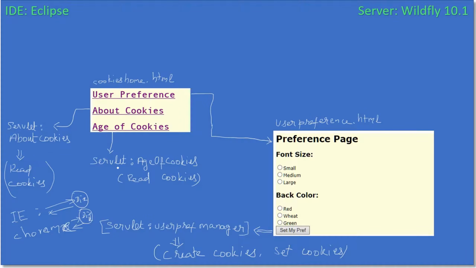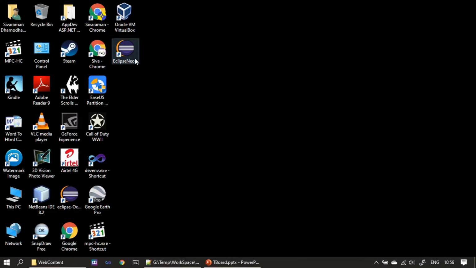Alright, now here in this example, in this part, we will create these two HTML page, and there are two more parts. There we will read cookies and write cookies. Alright, now let us concentrate on these two HTML file, cookies home as well as user preference. Okay, now let us open our workspace with Eclipse Neon.